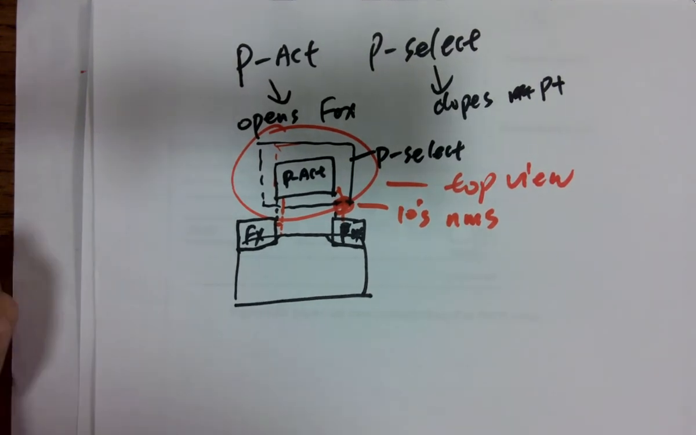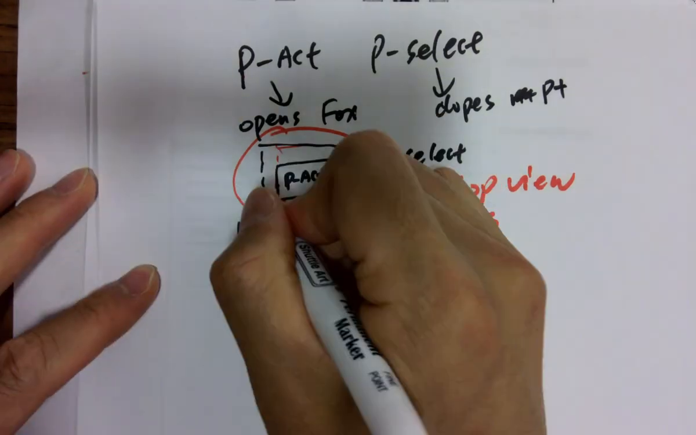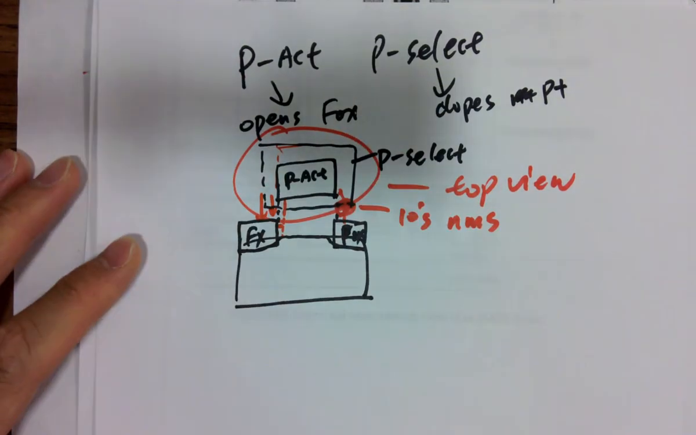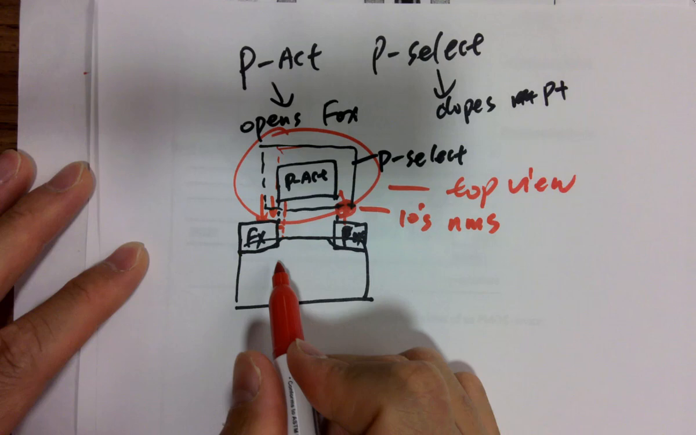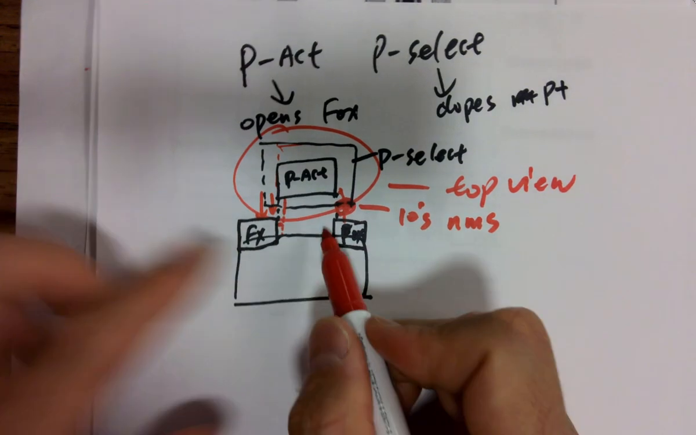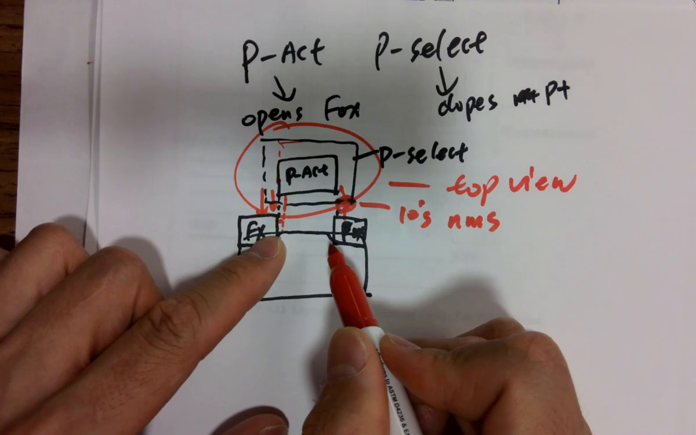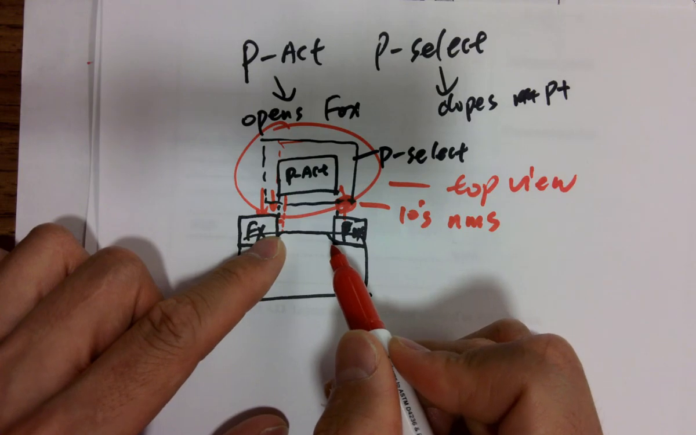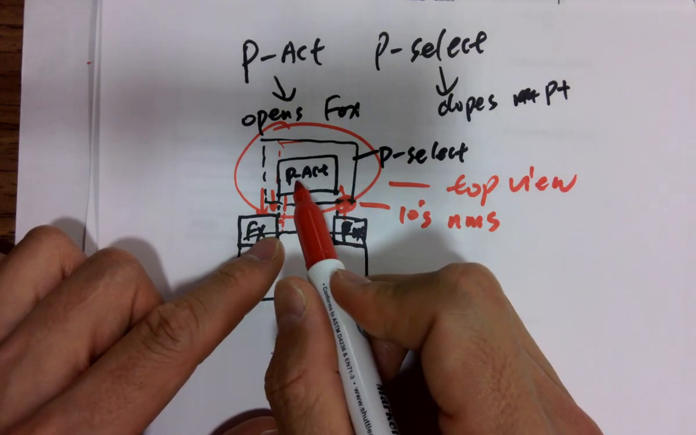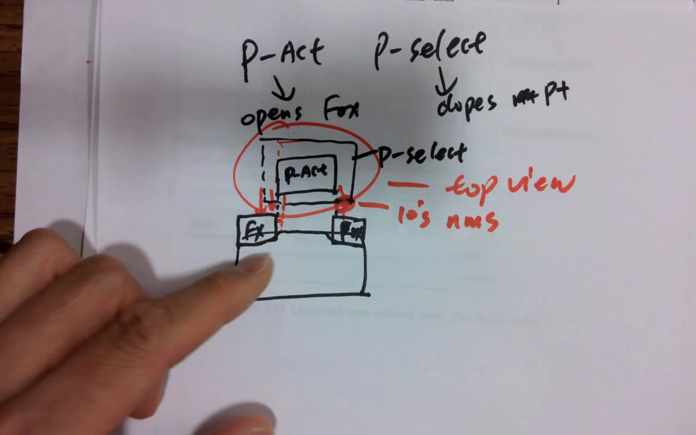So in that case, let's just make the P select a little bit bigger than the window. So even though it hits the flux, it's not hurting anything because these are just not reaching the wafer. But eventually you can get the whole area underneath the window getting doped by that specific material. And that is why P select is a bit larger than P act. Okay?